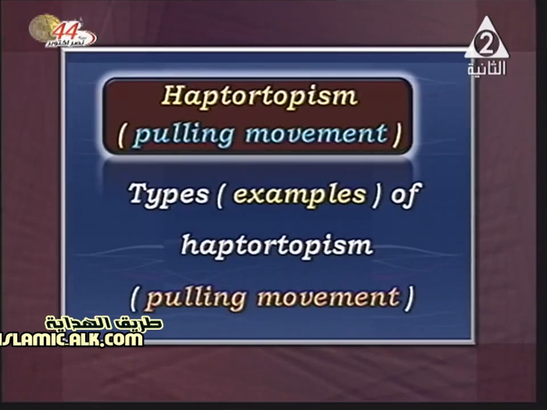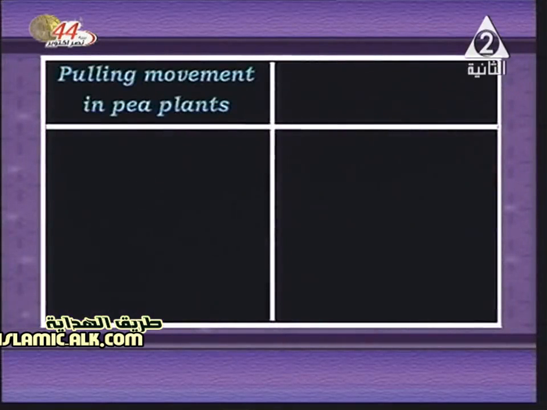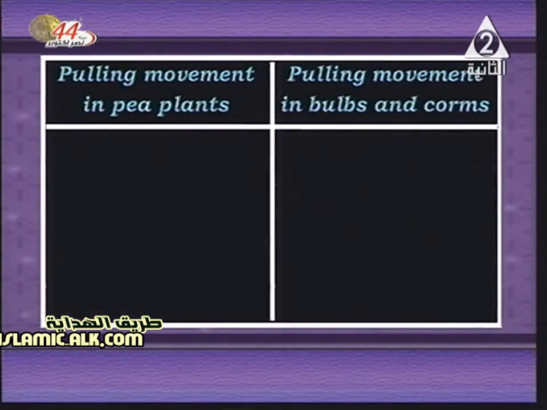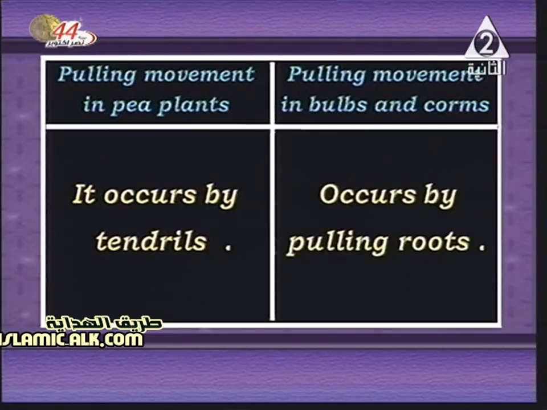Again, one of them by what? By tendrils, and the other type by what? By root. The first one, pulling movement. We have two examples here. They are very important. One of them is in the pea plant, the tendril of the pea plant. Let's know what happens to the tendril and what the type of this movement is. It occurs by tendrils. Occurs by what? Tendril. While here, on the other side, it occurs by what? Pulling roots.